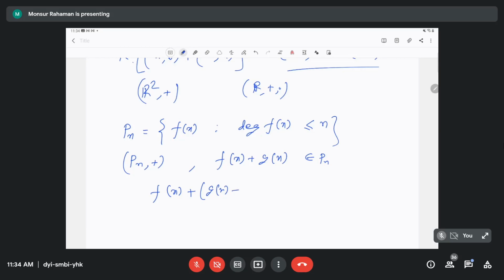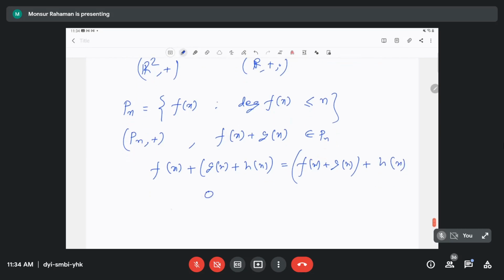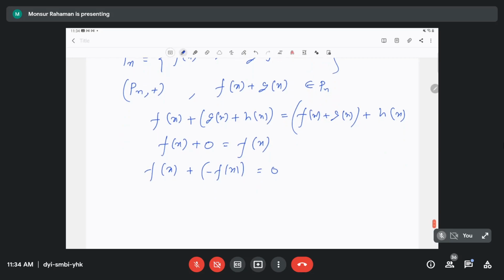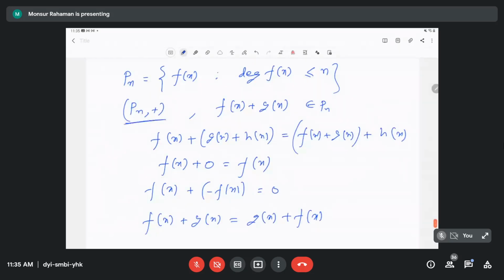g(x) plus h(x), associative is very common, so it will satisfy the associative property. And the zero element is only zero, the constant zero, and the inverse will be its negative, and it is even commutative: g(x) equals g(x) plus 0(x). So this is abelian. So this satisfies all five conditions, so it is an abelian group.